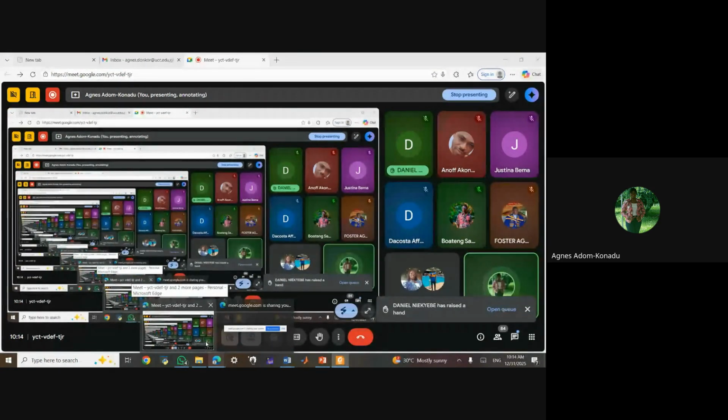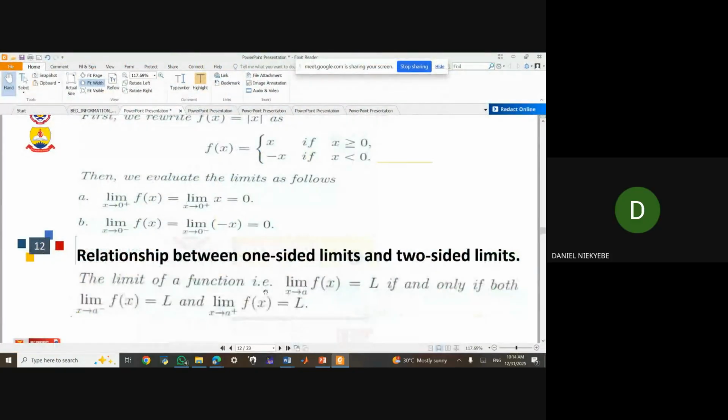Okay, Daniel. Please, madam, if they are all equal to 0, what does that imply? And if they are not equal, like one is equal to 0 and the other is not equal to 0, what does that also imply?